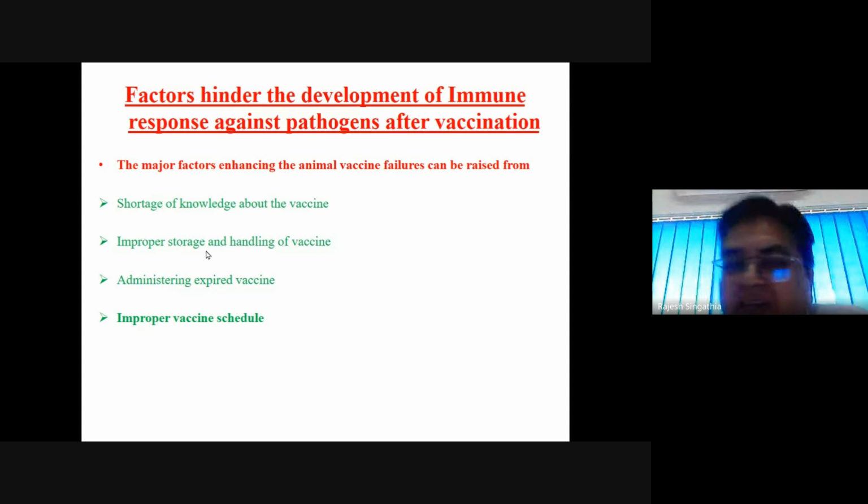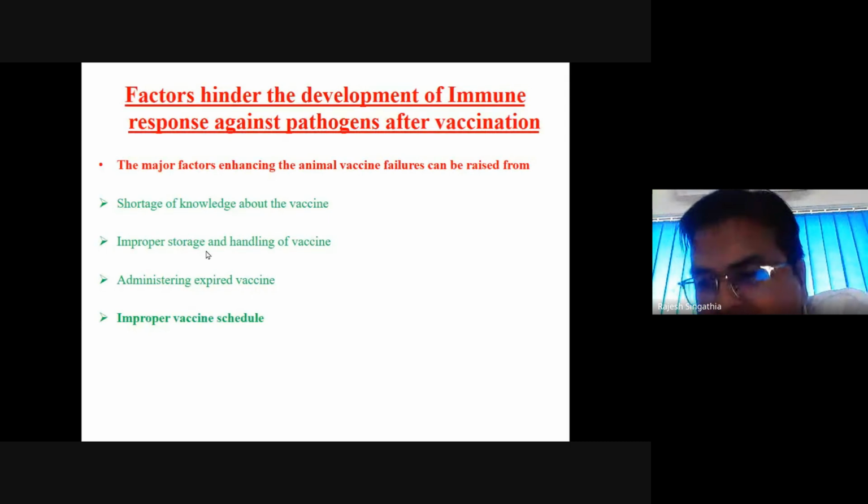So we can say, what are the different factors responsible for vaccine failure? The major factors enhancing animal vaccine failure can arise from a shortage of knowledge about the vaccine, improper storage and handling of vaccine, and administration of expired vaccine. There are some other factors also: intrinsic host factors, extrinsic factors, environmental factors, vaccine factors, and administration factors.